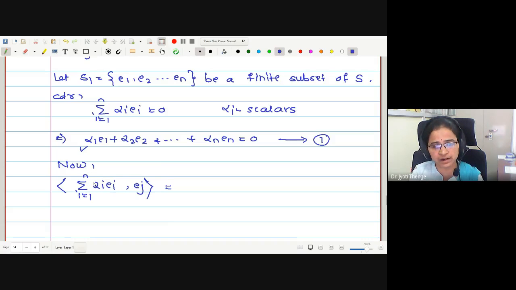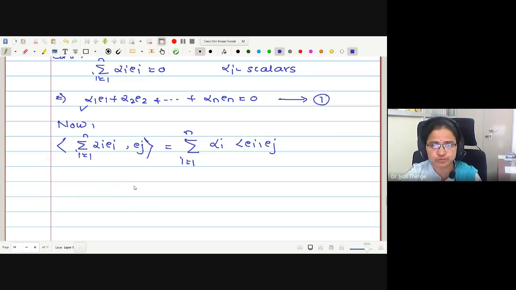Therefore, using the linearity property of the first variable, how can I write this? I can take those scalars out and write this as a summation of all the inner products. Therefore, it is the summation, taking scalars out, of alpha i times the inner product of ei with ej. Any doubt with this statement? Or shall I show you how it works actually?